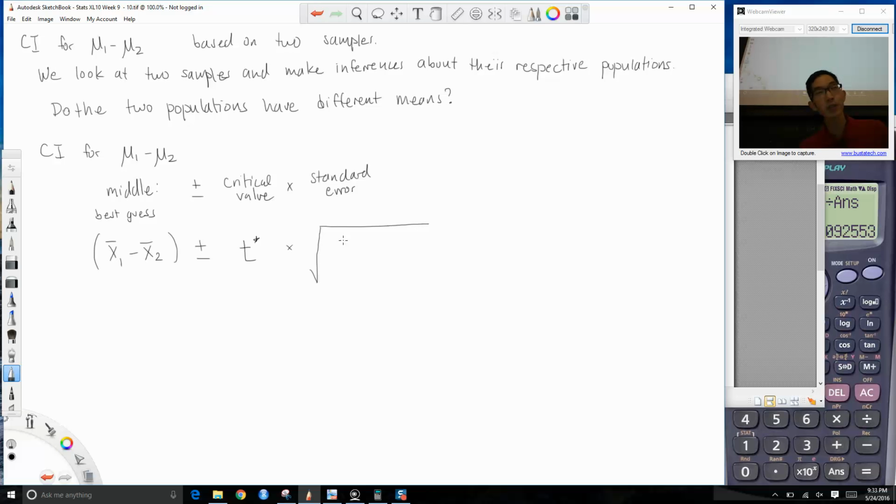Anytime you have two samples, the formulas get a little bit ugly. It's going to be s1 squared over n1 plus s2 squared over n2, all inside a square root. But if we just say this is the standard error, we recognize all the same pieces. We've got the best guess for whatever we're making a confidence interval for, we throw in a critical value, and we have a standard error.